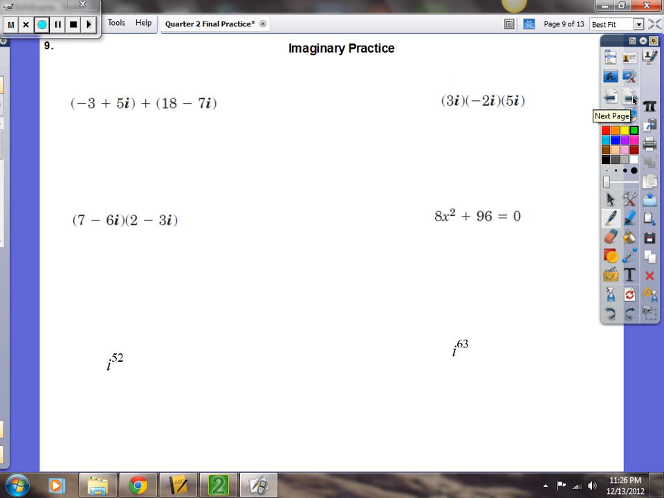Okay, let's review the imaginaries. Let's practice. If you just add like terms, a negative 3 and 18, that's going to be 15. 5i and a minus 7i is going to be a minus 2i. Done.